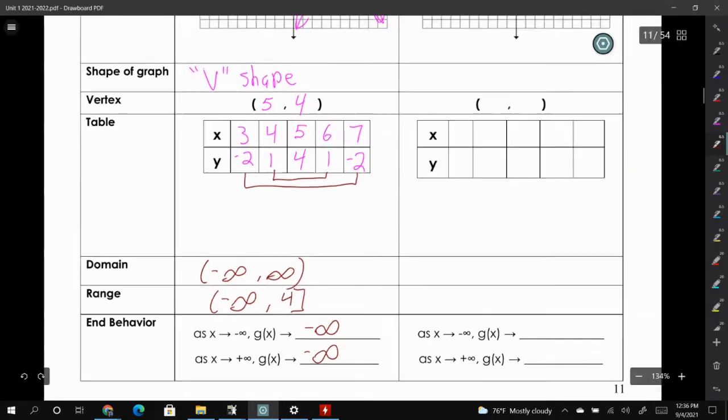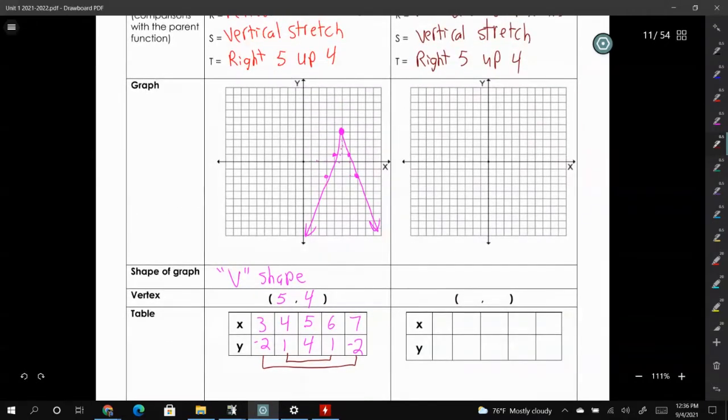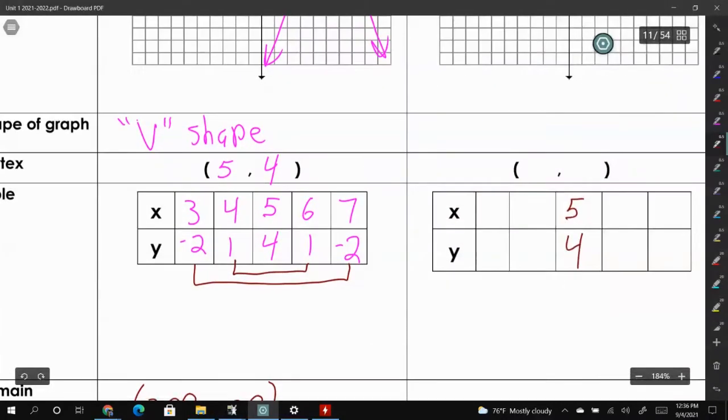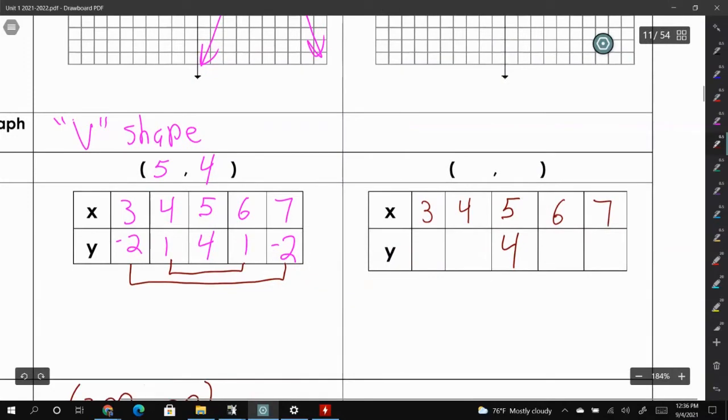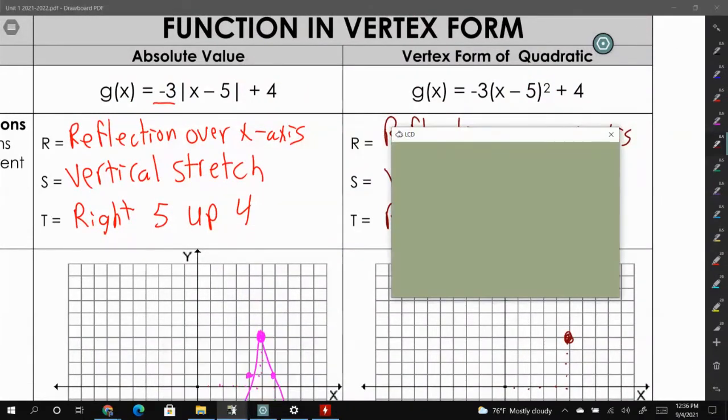Now, when I graph quadratics, I like to start with the table and vertex first. We know the vertex is the same as it was for the absolute value function, and we're going to put that in the center. And our x values are going to go down by 1 and up by 1. Then we're going to plug in our x values into our equation up here.